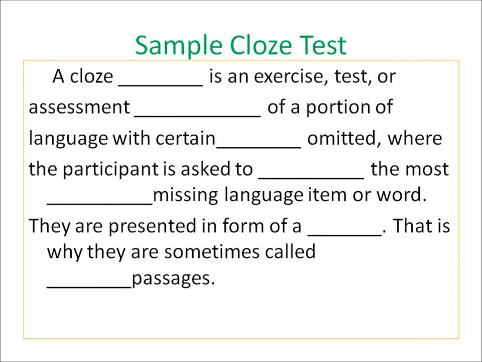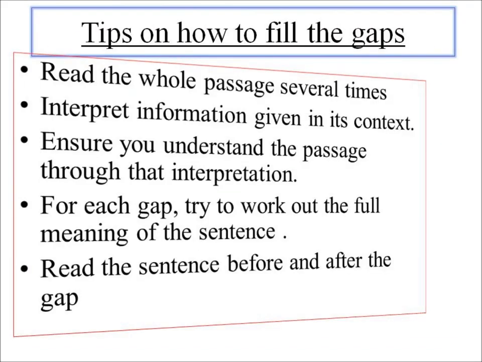So how do you go about filling in the gaps in a cloze test? Here are some of the tips. 1. Read the whole passage several times. 2. Interpret information given in its context. 3. Ensure you understand the passage through that interpretation. 4. For each gap, try to work out the full meaning of the sentence. 5. Read the sentence before and after the gap. And finally, understand the word classes and how they are used in the sentence.